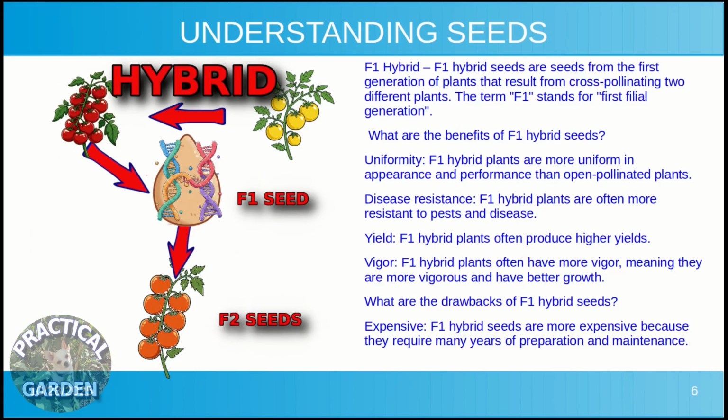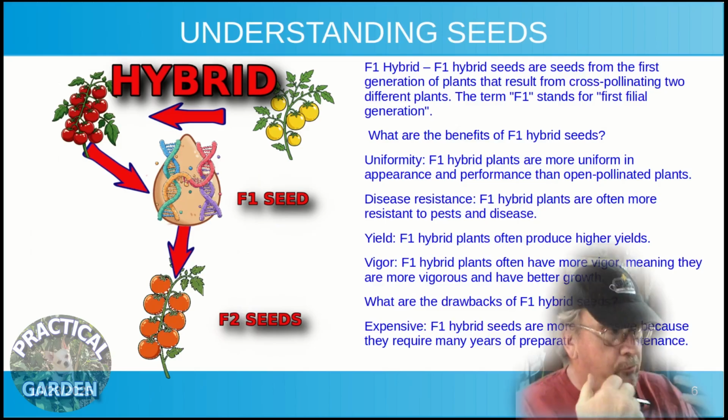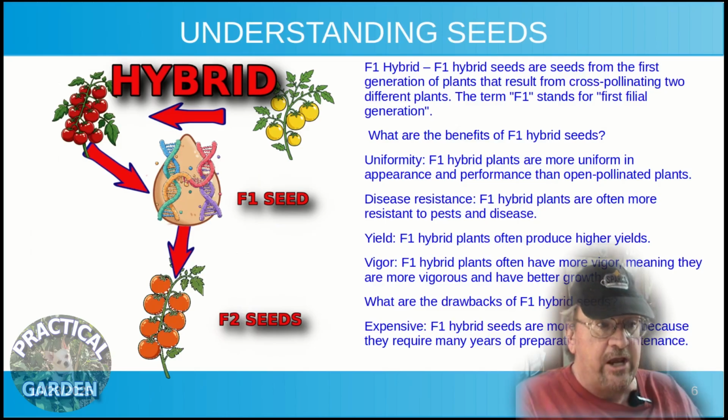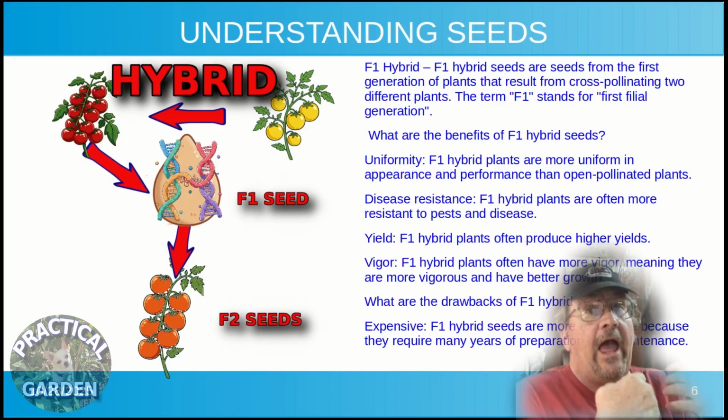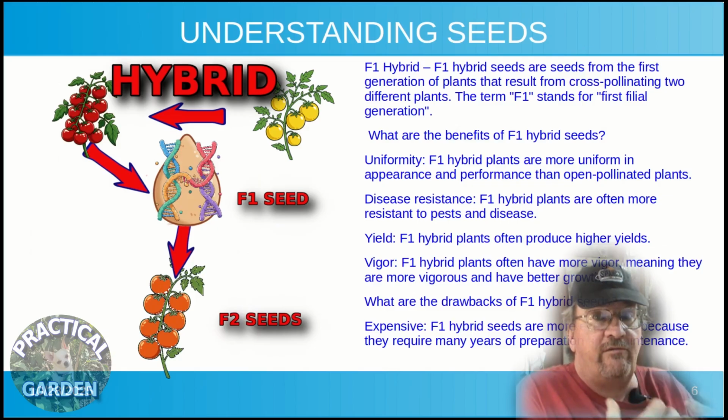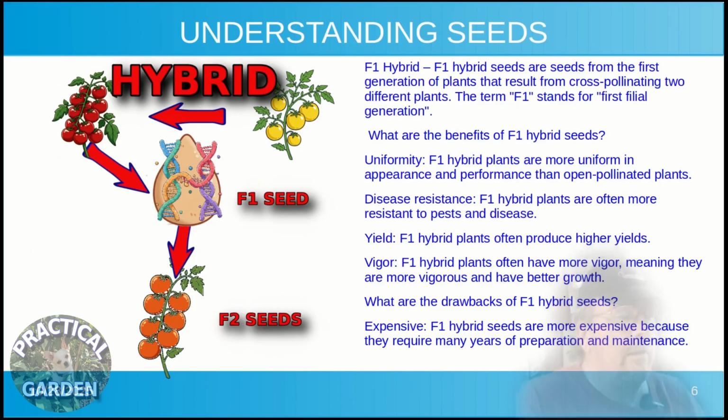What are the benefits? More uniform, and they outperform open-pollinated plants. They usually have better disease resistance. The yields are often higher. The plants grow more vigorously. One of the big drawbacks to hybrid seeds is they tend to be more expensive, and if you're trying to save your seeds, they're not going to usually develop the same plant over again.